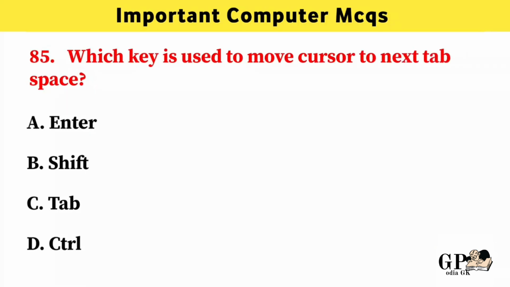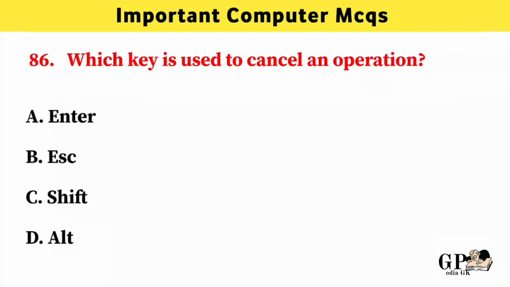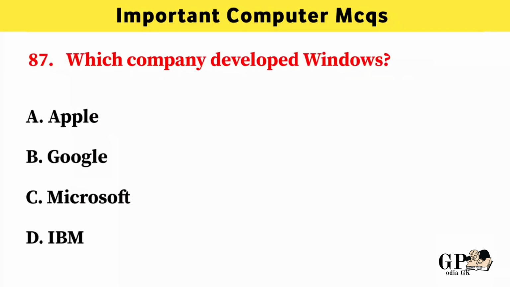Which key is used to move cursor to next tab space? The correct answer is Tab. Which key is used to cancel an operation? The correct answer is Escape key. Which company developed Windows? The correct answer is Microsoft.